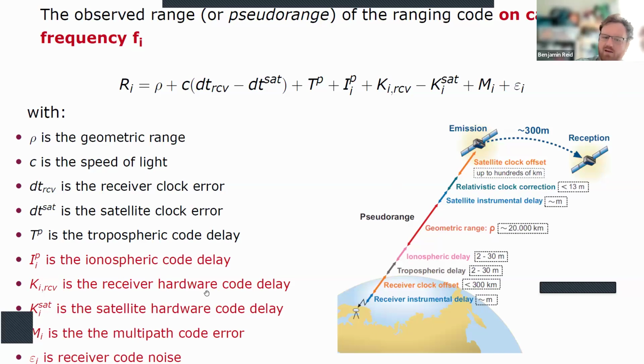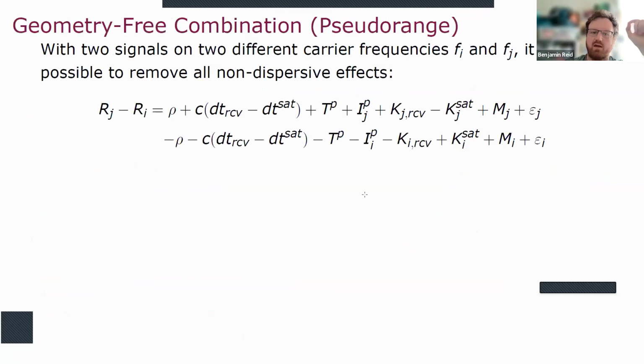But I've highlighted some of them in red. These are the ones that change depending on your carrier frequency. The geometric range doesn't matter what carrier frequency you're on, the physical distance is the same either way. The clock errors don't matter. The tropospheric delay doesn't depend on frequency. But these other ones do. And this is really powerful, in that we can combine two different frequencies to get rid of non-dispersive effects. So we can get rid of all of the terms that don't have anything to do with frequency.